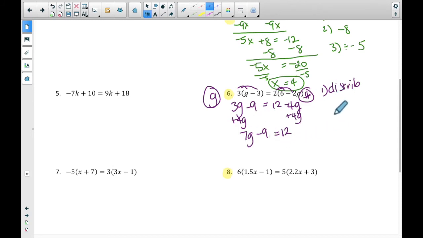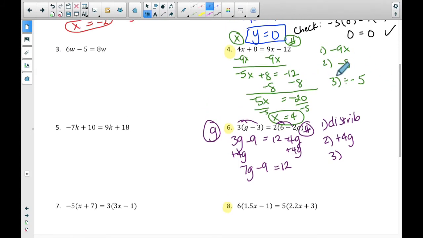Okay, so first step was to distribute. Second step was to add the 4g to both sides. Third step is going to be to take the number. And that's kind of always going to be the pattern that I follow. So like on number 4, I dealt with my variable first, and then I dealt with my number, and then I divided. I'm going to do that here. I'm going to deal with my variable. After my variable, I'm going to deal with my number. In this case, I need to add that 9 to move it over.